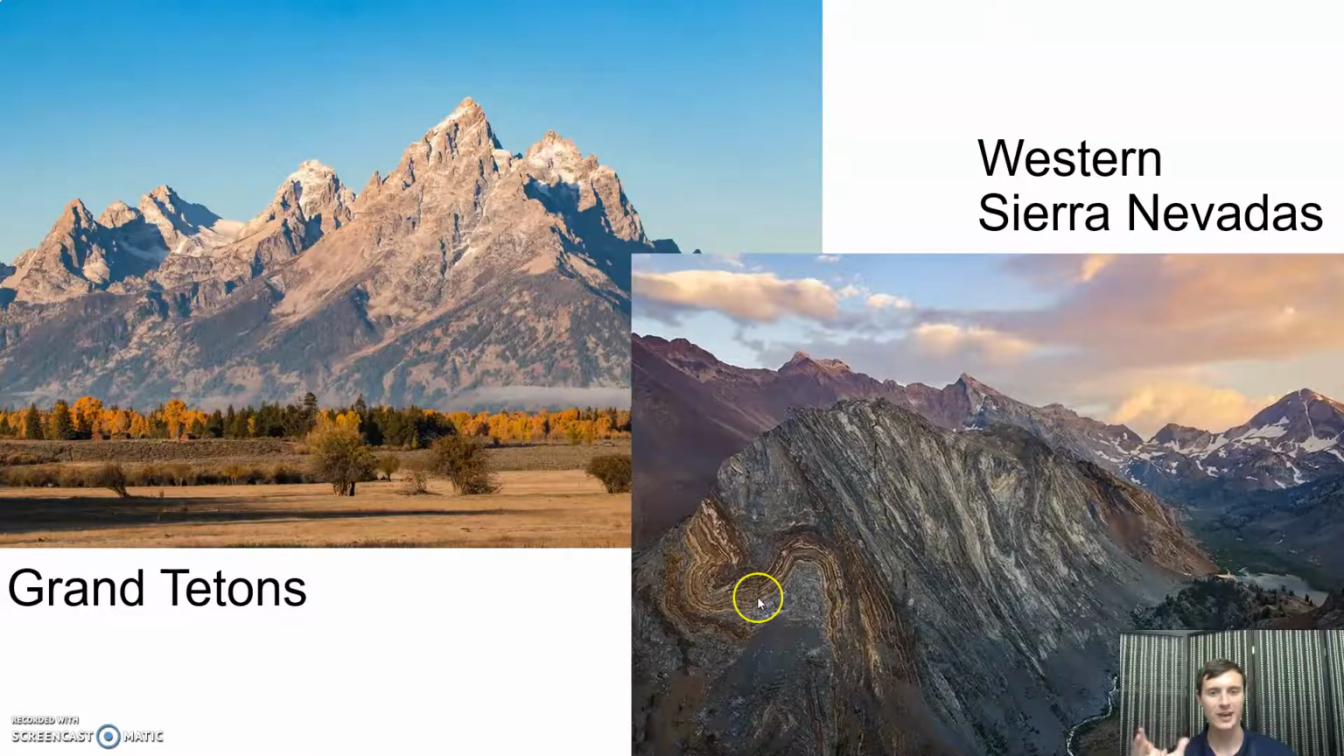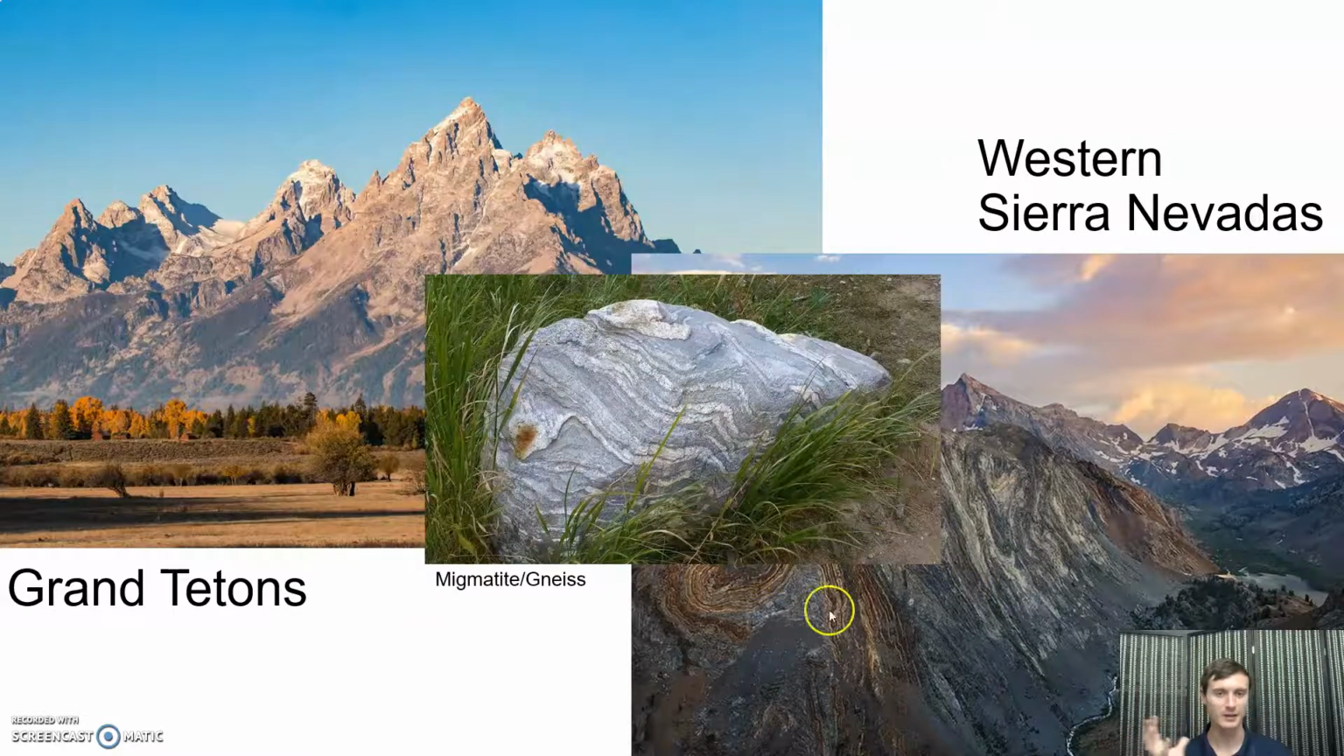It's going to be one type over here, maybe one type of rock over here, things that we've discussed in this section. What are we looking at? Well, this is going to be migmatite on the left and gneiss over here on the right, something that looks a little bit more like this.